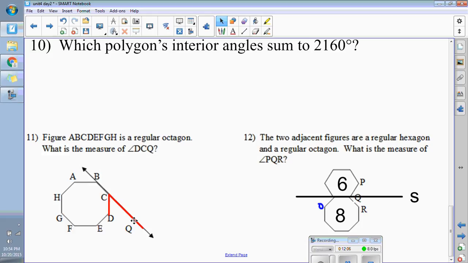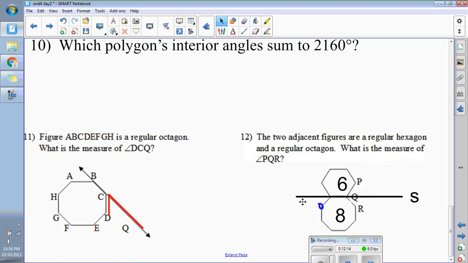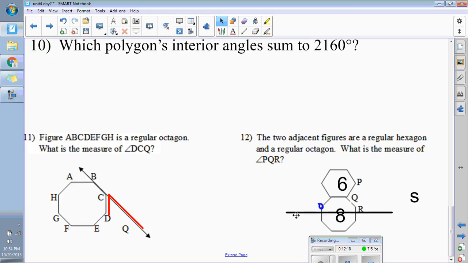Number 12 is a really popular type of question, one that you most likely will see on the SOL. It includes two figures kind of stacked on top of each other, and the trick to this one is to put this extra line right in here. So instead of two figures stacked on top of each other, we can look at the top and then look at the bottom. I'm going to throw an extra letter in here, and I'm going to call it S.